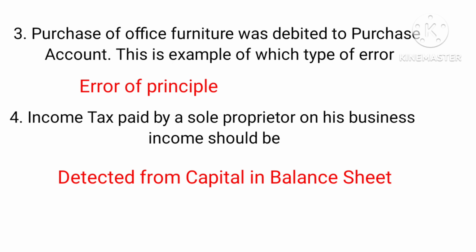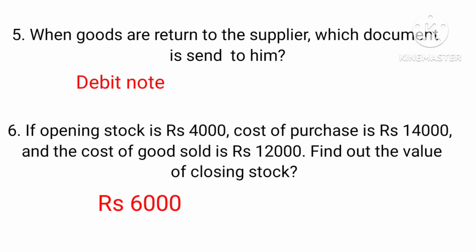Income tax paid by a sole proprietor on his business. Income should be deducted from capital in balance sheet. When goods are returned to the supplier, which document is sent to him? Debit note. If opening stock is rupees 4,000, cost of purchase is rupees 14,000 and the cost of goods sold is rupees 12,000, find out the value of closing stock. Rupees 6,000.